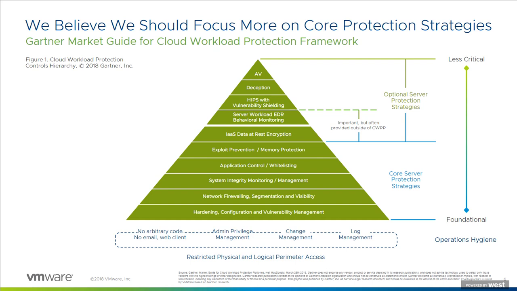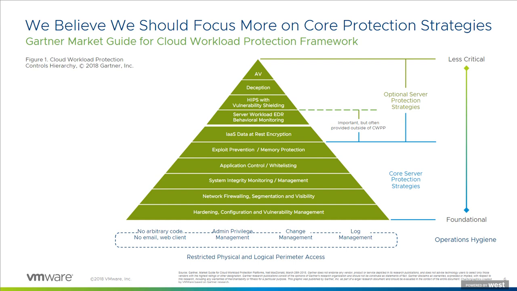So VMware can certainly help you with that foundational principle of cloud workload protection. Layered across the top of that, we then have network firewalling, segmentation, and visibility. From a VMware perspective, we have technologies such as VMware NSX and vRealize Network Insight that can help achieve network segmentation and give you the visibility to drive network segmentation policy.